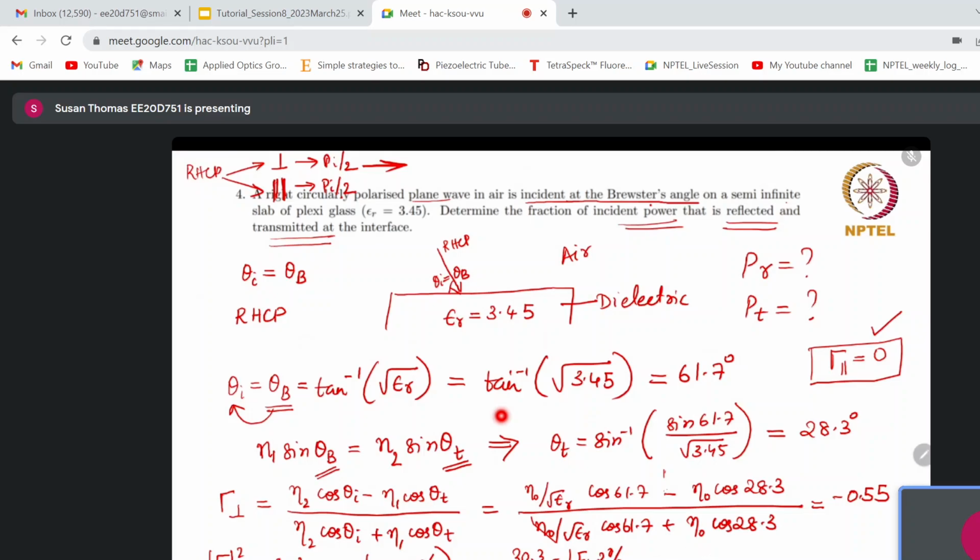Now how much is the transmission then? PT is equal to 100 minus 15.2, which is nothing but 84.8%. So that is the fraction of incident power, how much is reflected and how much is transmitted at the interface.